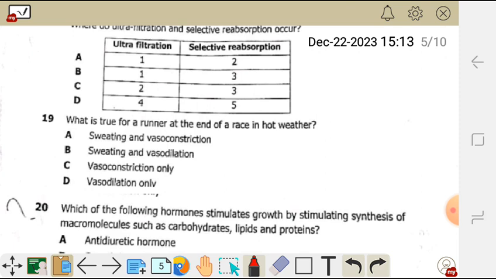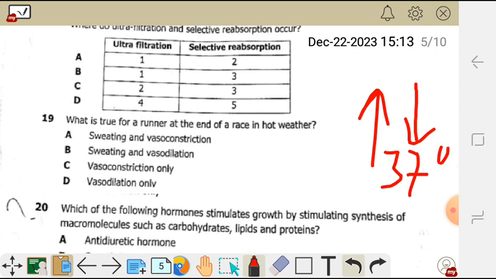So what is true for a runner when an athlete is running? The body temperature is going to increase. When the body temperature increases, the body would want to bring it back to normal, which is 37 degrees. To do this, sweat will be produced. You start sweating so that your body cools down.